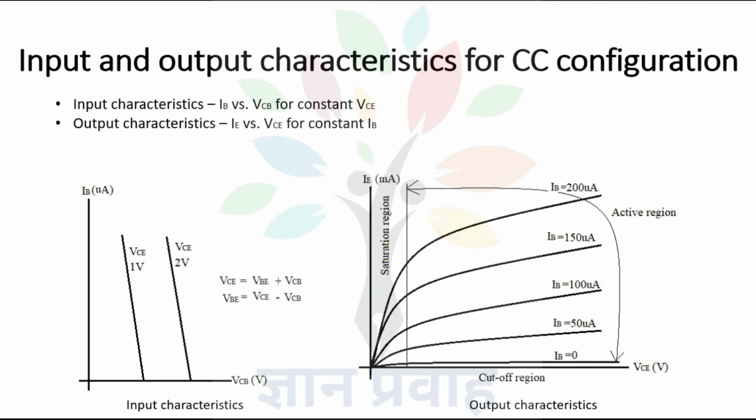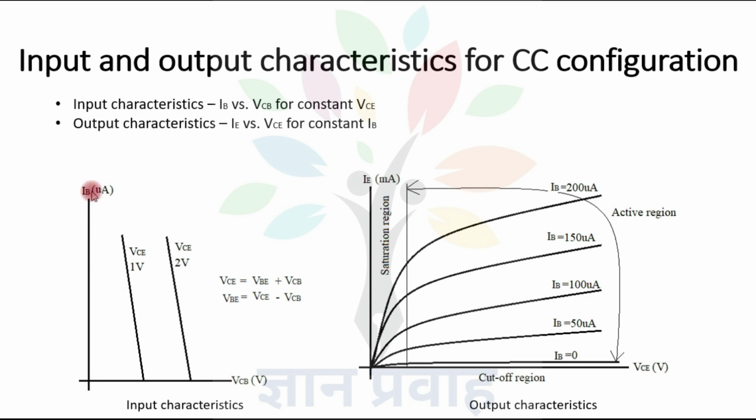Input and output characteristics for common collector configuration. So here input characteristic is the graph between IB and VCB for constant VCE, and output characteristic is the graph between IE and VCE for constant IB. So this one is input characteristics for CC configuration.